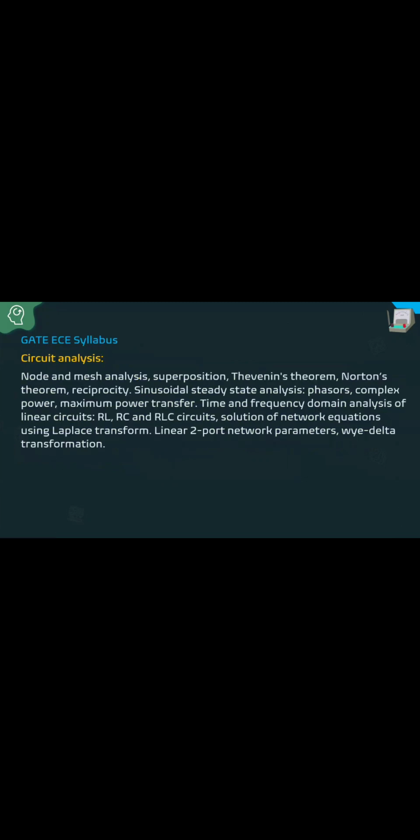For EC students, you know the syllabus. For electrical and EC, the syllabus is nearly the same. But for EEE students, the extra topic is three-phase circuits. For EC students, three-phase circuits are not there.